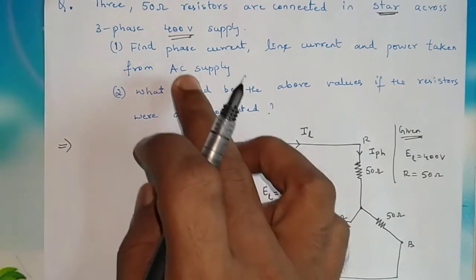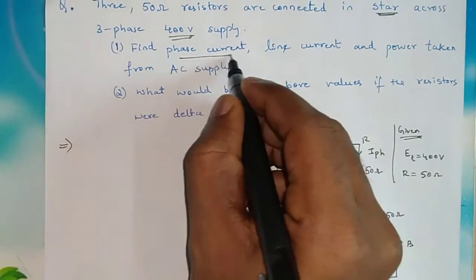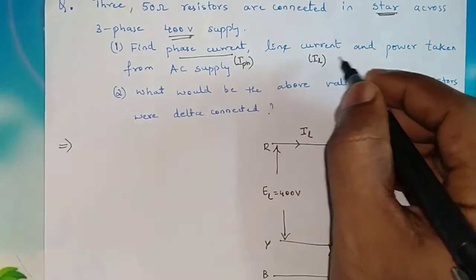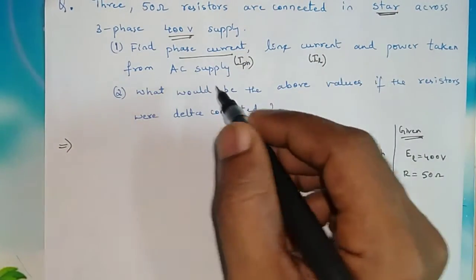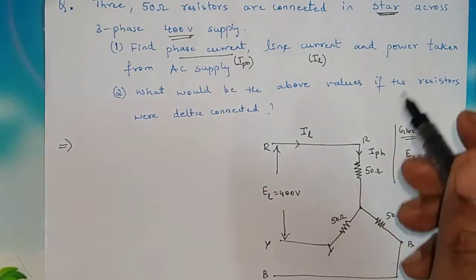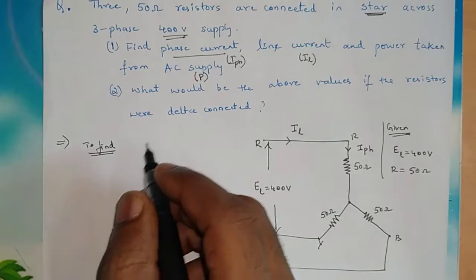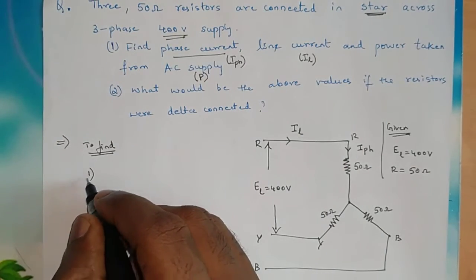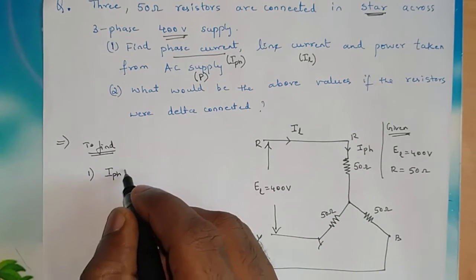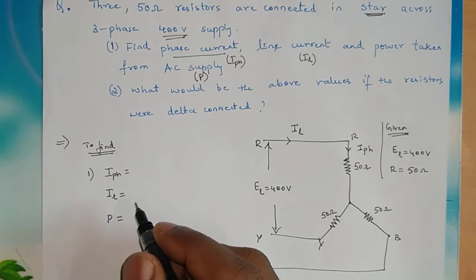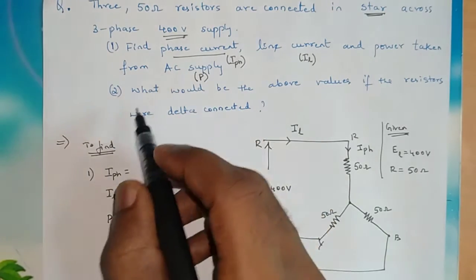Now we'll find out, first thing they have asked to find the phase current, that is I phase, line current IL, and power taken from the AC supply. The type of supply is 3-phase, so we need to find out the power for a 3-phase circuit. So I'll write down the parameters to be found. First one, I need to find out phase current, line current and power.